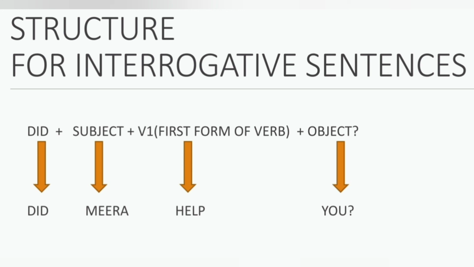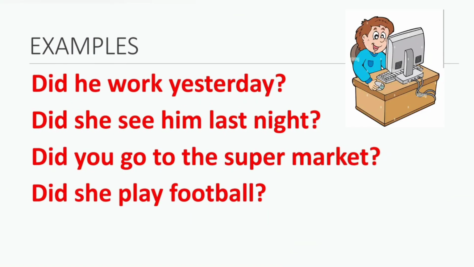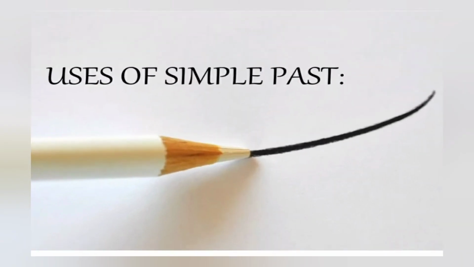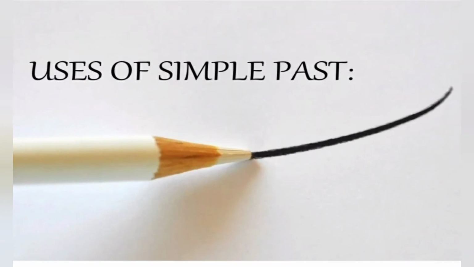Now let's see the structure for interrogative sentences. Did plus subject plus first form of verb plus object. Did Meera help you? Let's see some more examples of interrogative sentences. Did he work yesterday? Did she see him last night? Did you go to the supermarket? Did she play football? Now let's see the uses of simple past tense.